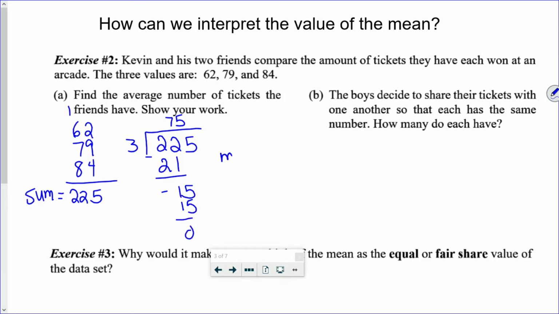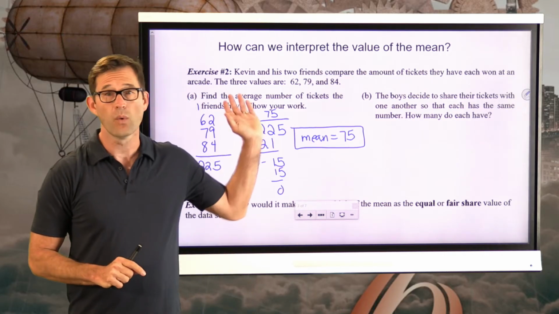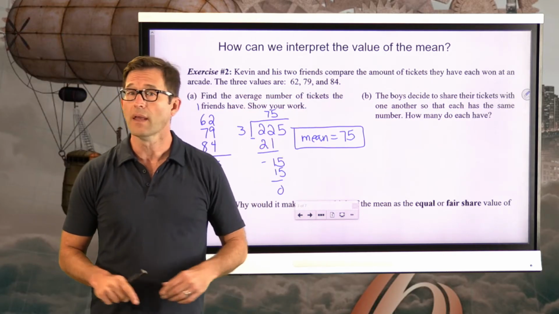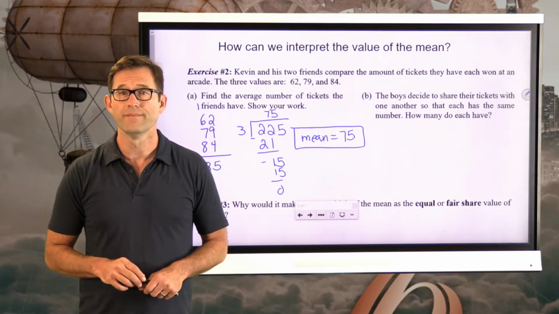All right, so the mean would be 75. The average number of tickets that the three friends have is 75. And again, that wasn't one of those data points, right? It's just sort of a central value. Now let's take a look at letter B.